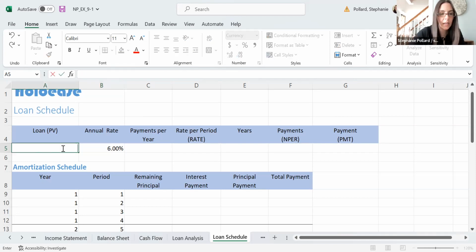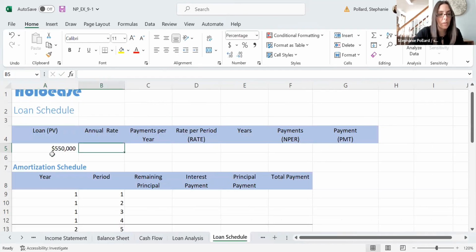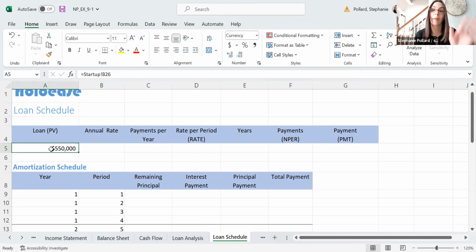Actually, what I'm going to do instead, this way it'll be a little bit more fluid, is use my cell reference from the other page. So if I decide to change my loan amount later over there, it will update here as well. I'm going to go back for a second to my startup sheet, select cell B26, and go back to my sheet. It's the same value, but that way, if I make changes later on, I don't have to change it on multiple sheets. I can just change it in one or two places. So we're still going to use the $550,000.